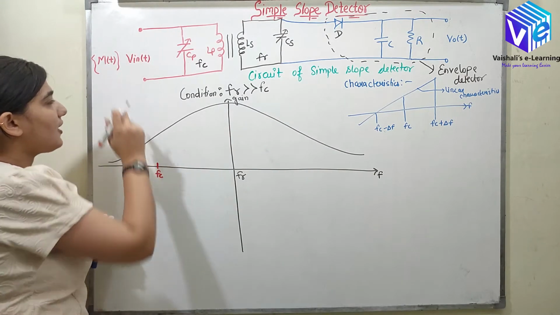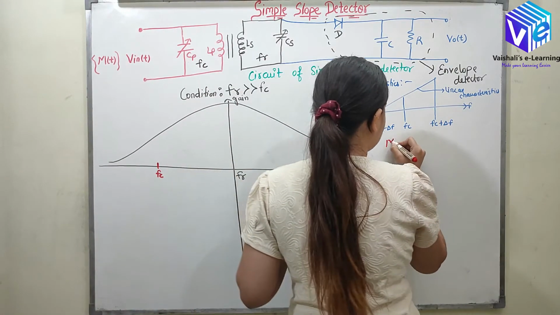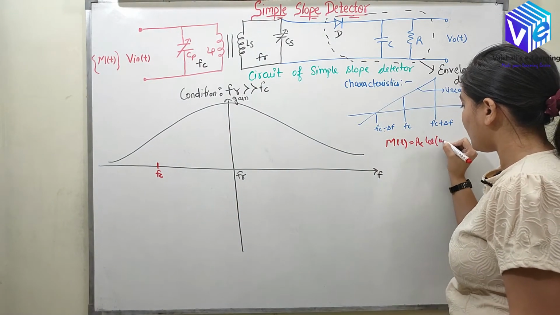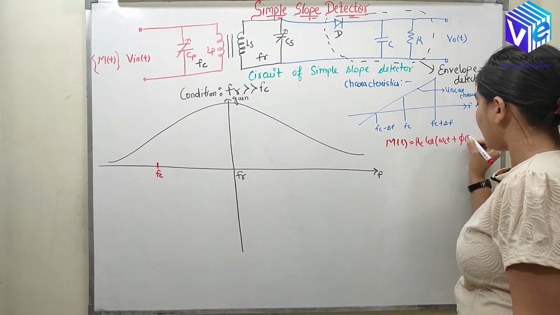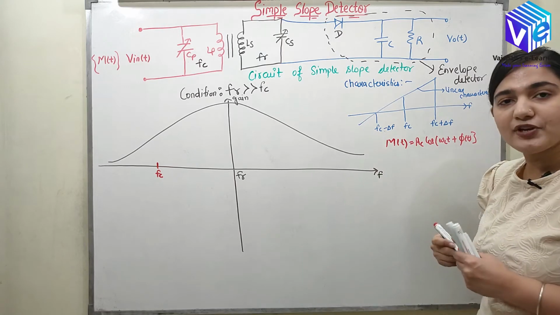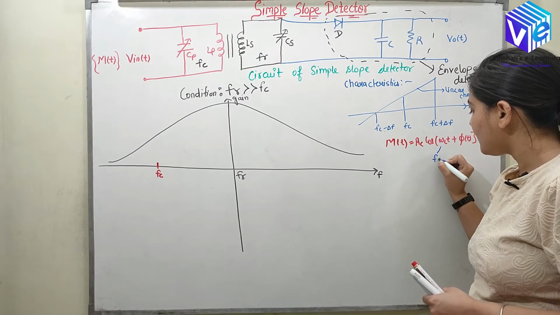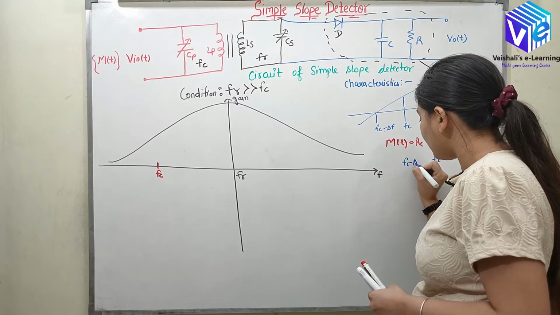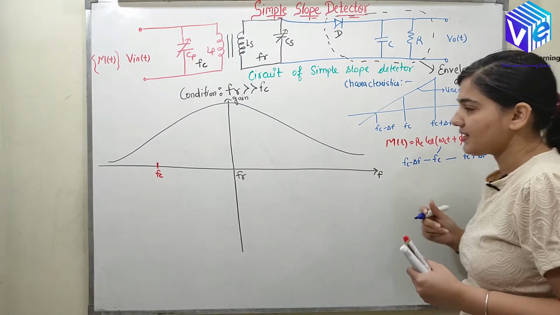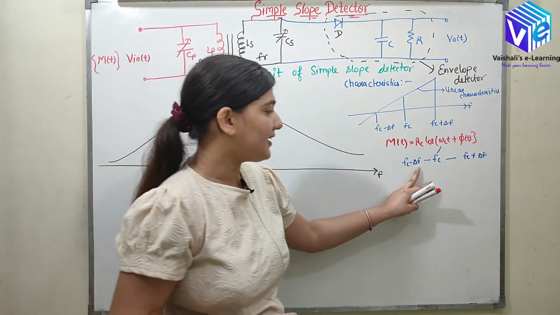Now if I talk about the modulated signal in the FM wave, the modulated signal m(t) can be represented as Ac cos(omega c t plus phi t). So this is my modulated signal. Here I have frequency variations in the modulated signal. The frequency variations range from Fc minus delta F to Fc plus delta F. These are my frequency variations according to my message signal. So this is the deviation.